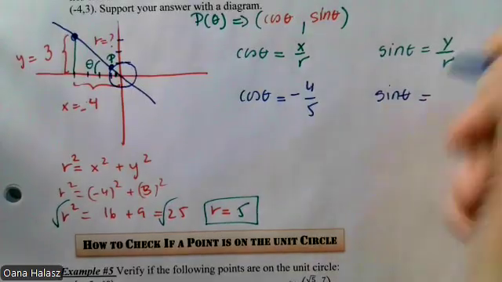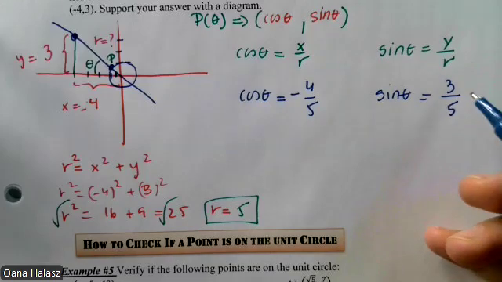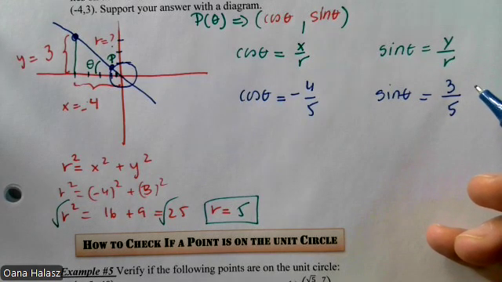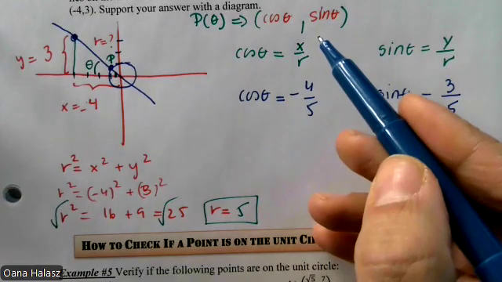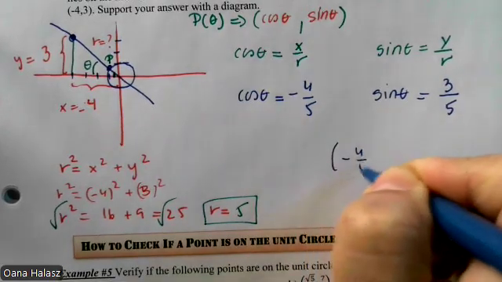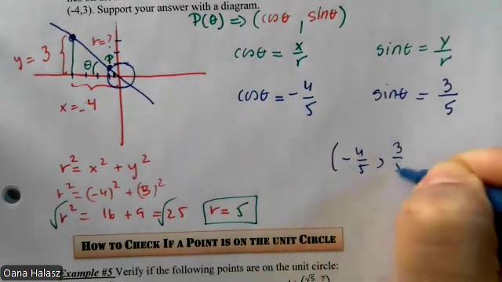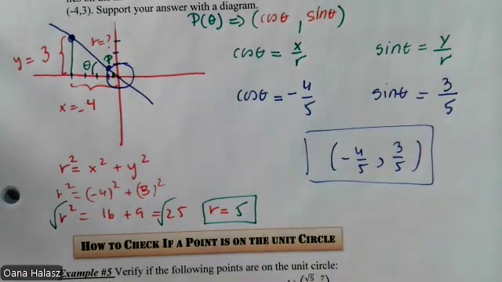Sine of theta is y, which is 3, over r, which is 5, right? This will also give you a positive value because in quadrant 2, sine values are positive if you think about your CAS rule. Okay, so now what are the point coordinates for P theta? The point that lies at the intersection of that line with the unit circle. The coordinates are -4/5, comma, 3/5, in that order. So cosine first, sine second.